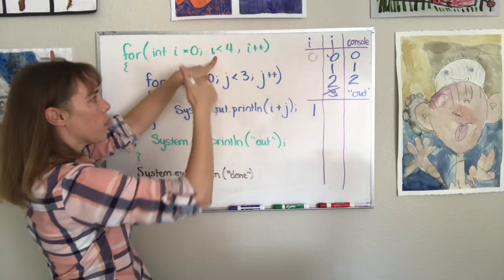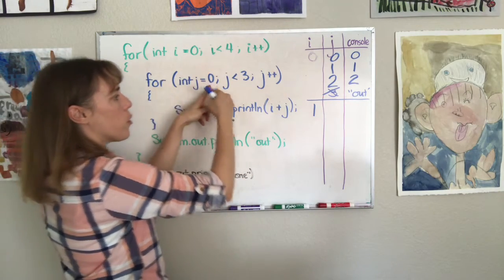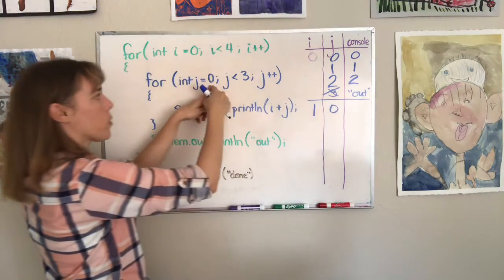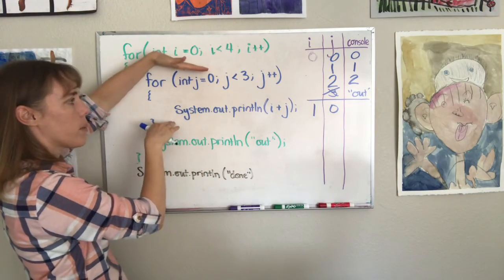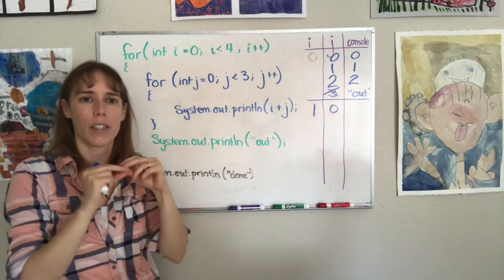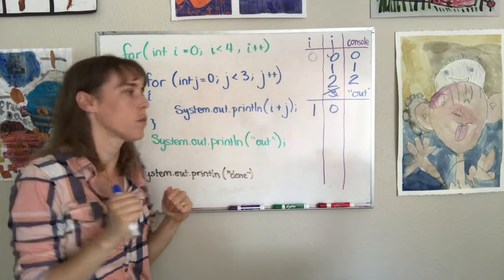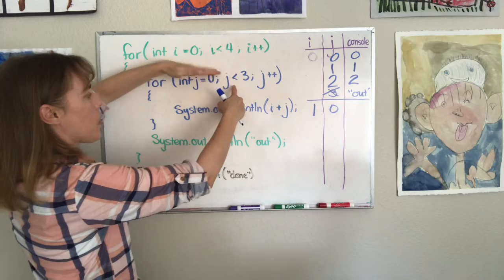1 is less than 4, that's good. j goes back to 0, right? Because we're starting all over again. As soon as you get outside of this blue loop, that j value disappears. It's completely wiped out. We're outside of the scope of j.